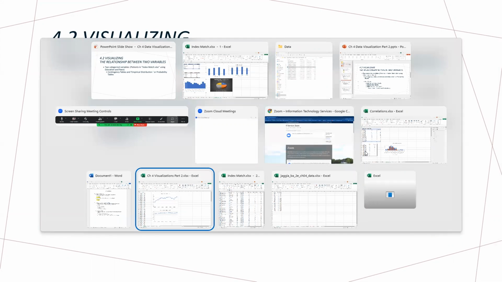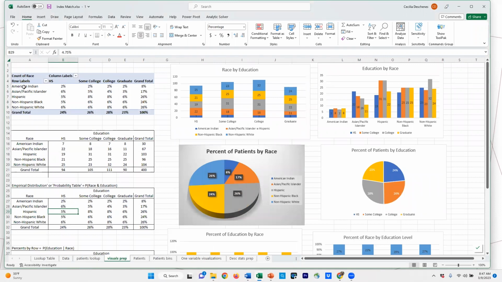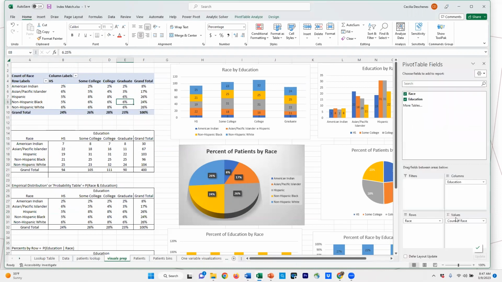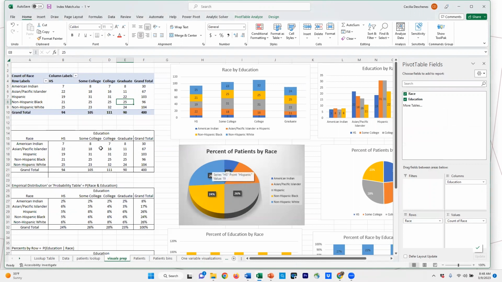We did this within index match. This is where we made a contingency table using race and education. And in both this and the previous one, we rearranged the order, recall. Then I showed you how currently it's showing the probability, but we can change this at any time by going over here to values and under count of race to value field settings. We can show this as no calculation if we want just the counts. So right now this was reverting back to these counts down here.